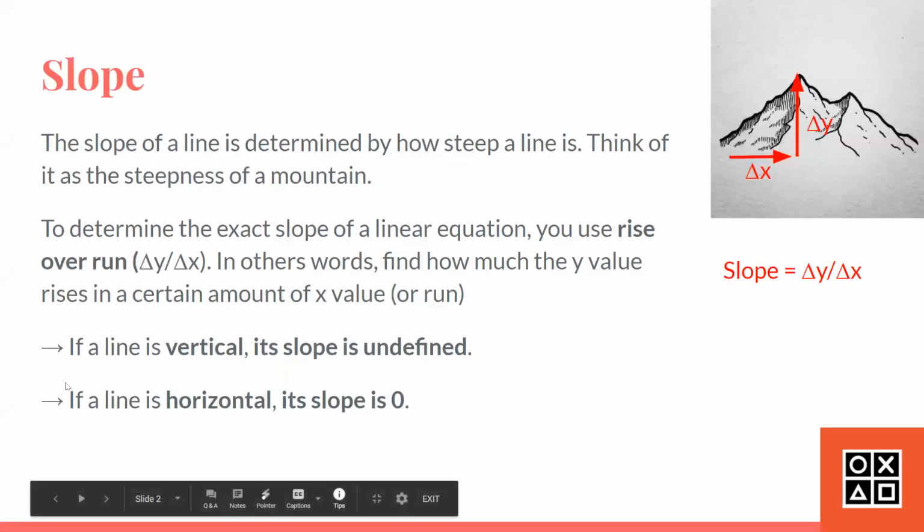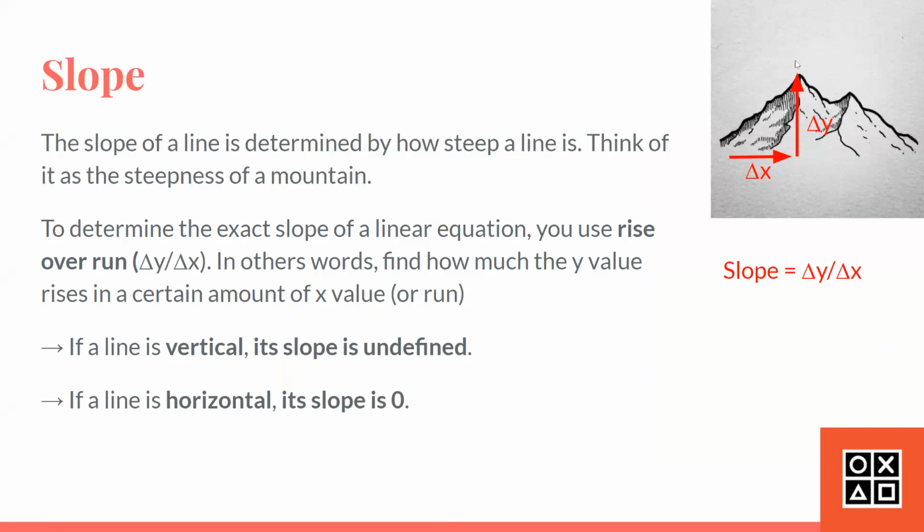So let's go over the slope first. The slope of a line is determined by how steep the line is. Think of it as the steepness of a mountain, which is the slope. So the steepness of a mountain is like the slope.